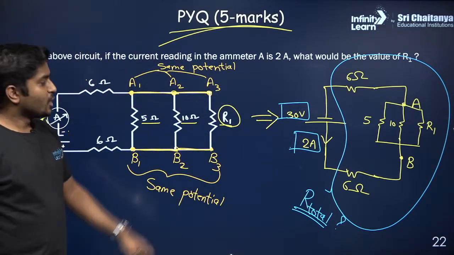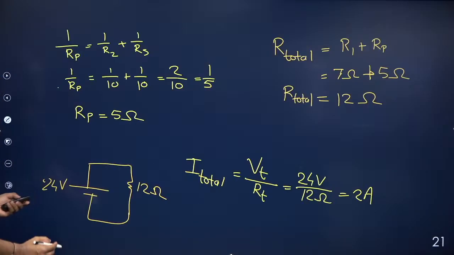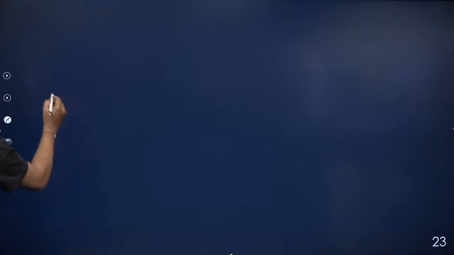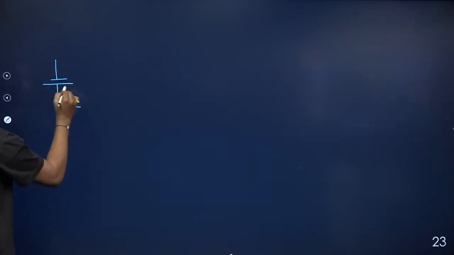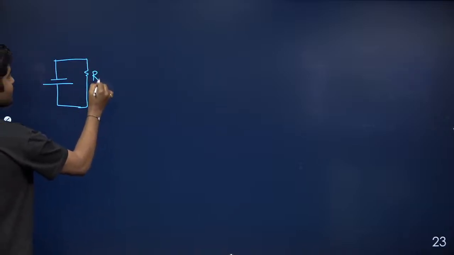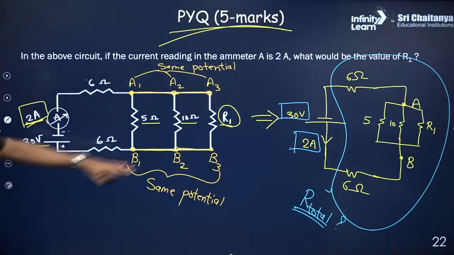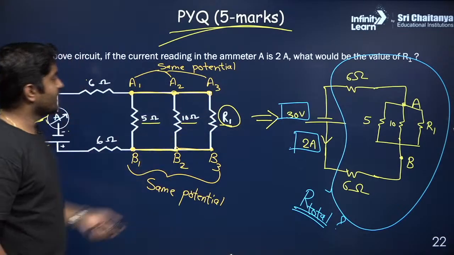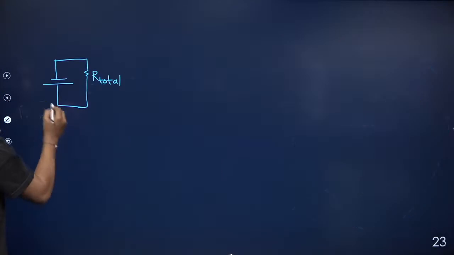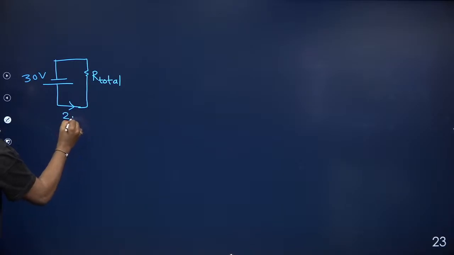Yes, we can calculate using Ohm's law. So this diagram I can write in a simpler form, something like this. The battery is, and there is a total resistance, correct? And how much is the battery? Sorry, battery is 30 volts, current is 2 ampere.